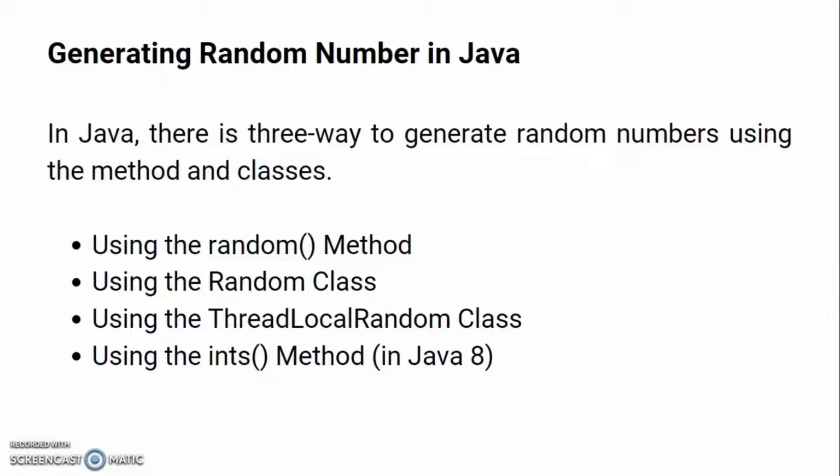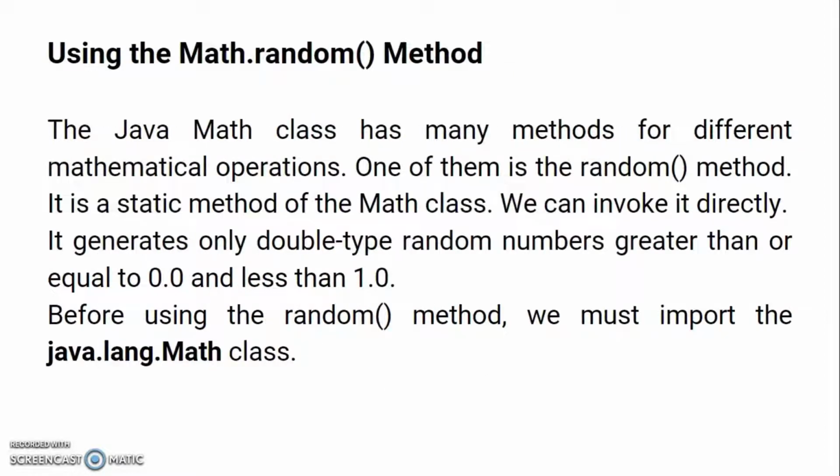We can generate random numbers using four different methods, right? First we have the random method. Using the random method we can generate any random numbers. Second, we can use the Random class. Third, we can use the ThreadLocalRandom class, and the fourth is using the ints method in Java 8 and above. We'll start our programming with the first way, which is to use the Math.random method, right?